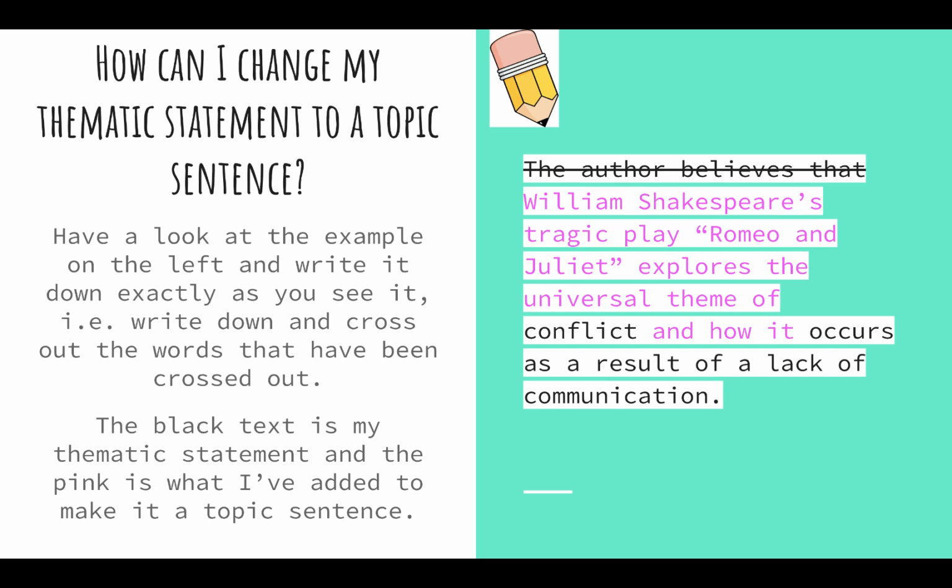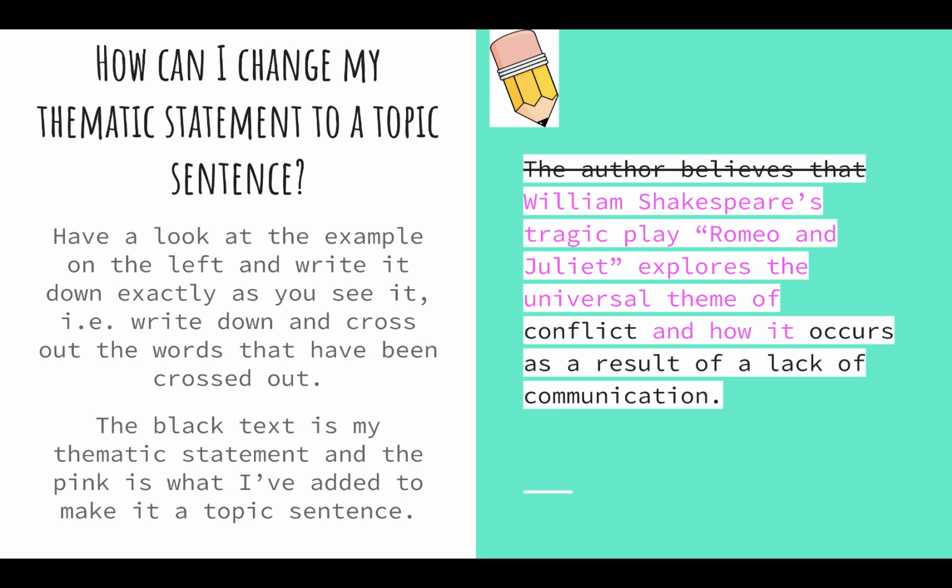Okay, so my topic is conflict, but I have turned that into a theme by saying conflict occurs as a result of a lack of communication. That is a theme that I'm going to talk about. The pink text is what I've added to make it a topic sentence. And you will see that I've added words like universal theme, and I've also added William Shakespeare's name and the title of the play, Romeo and Juliet.